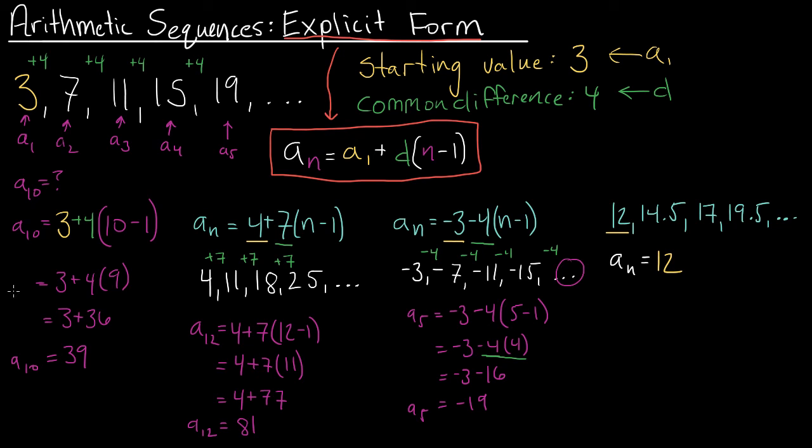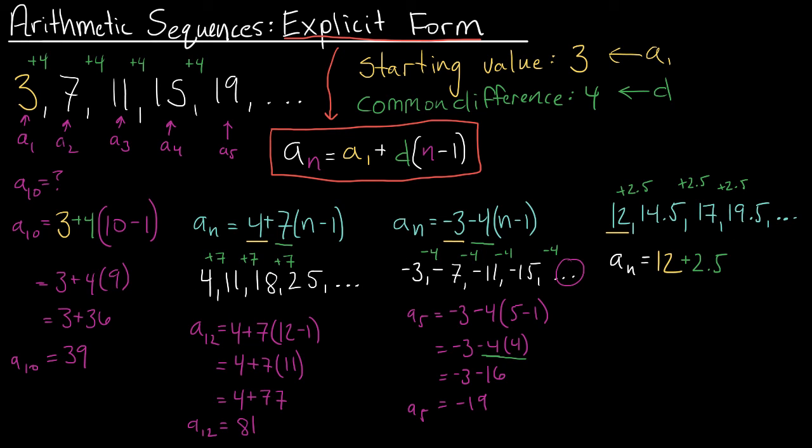And then, let's see, it looks like I'm adding at each step here. And what am I adding? To go from 12 to 14.5, I'm going to add 2.5. And then similarly, to go from 14.5 to 17, I have to add 2.5. And then to go from 17 to 19.5, I have to add 2.5. So my common difference is 2.5. So I have plus 2.5 here.